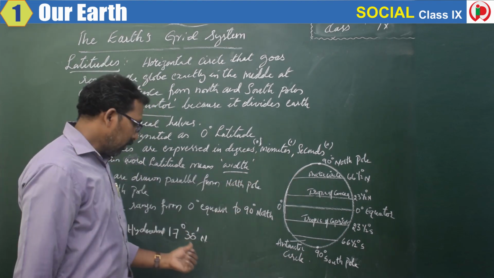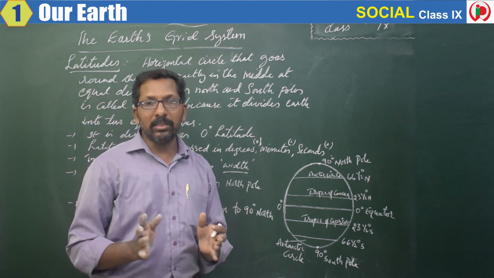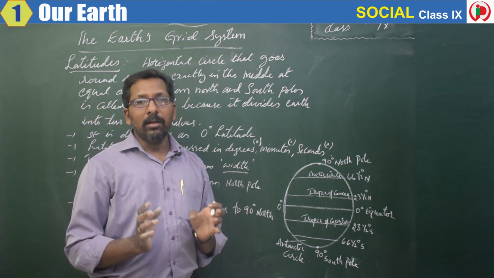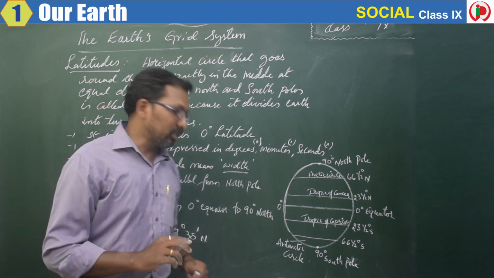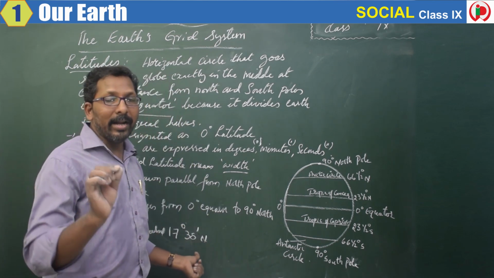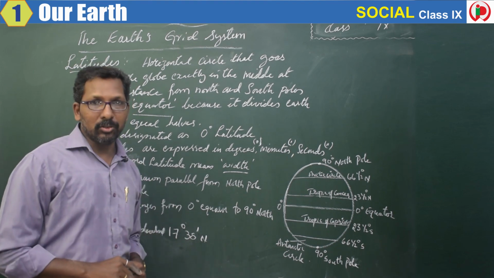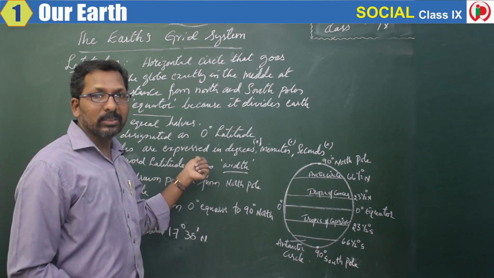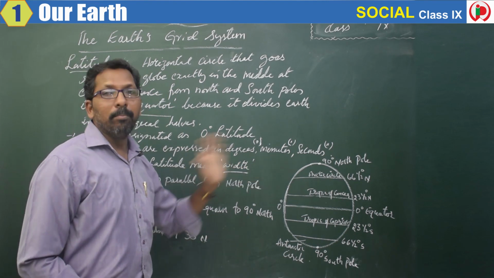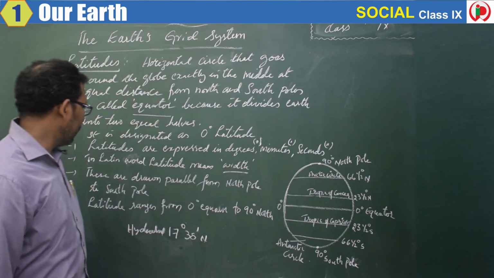Most of the time in the Atlas book they do not mention seconds. They always mention only degrees and minutes. Okay, so the latitudes are expressed in degrees, minutes and seconds.